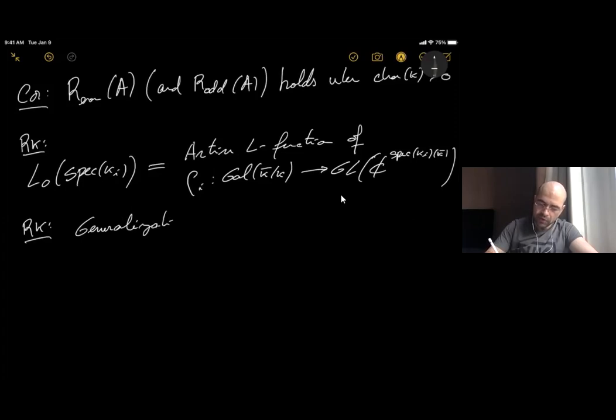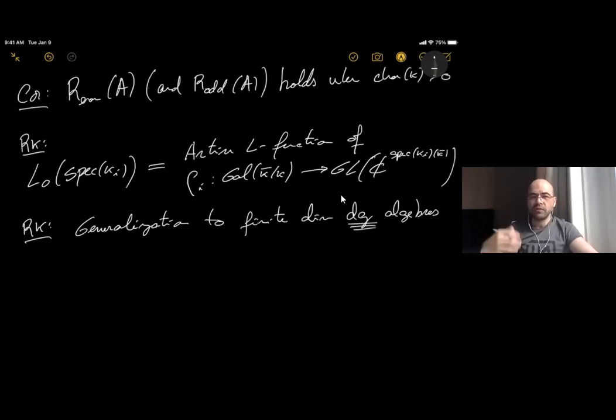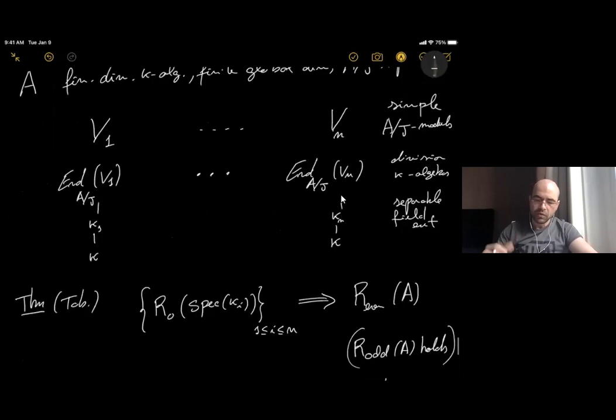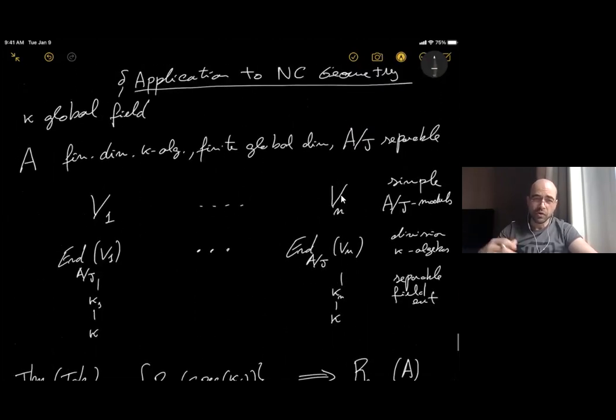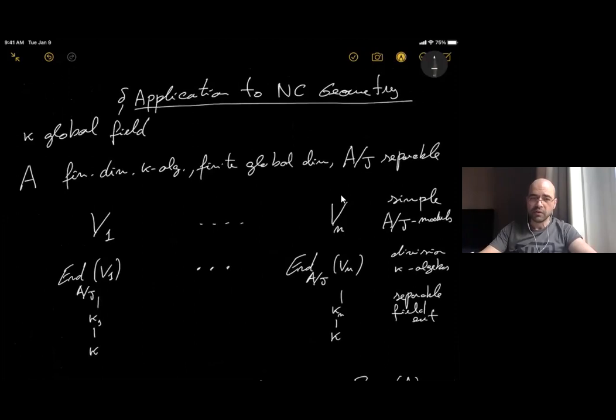There's a generalization to finite dimensional DG algebras. So there's a differential graded version of the above, where you also have a proof of this non-commutative generalized Riemann hypothesis.